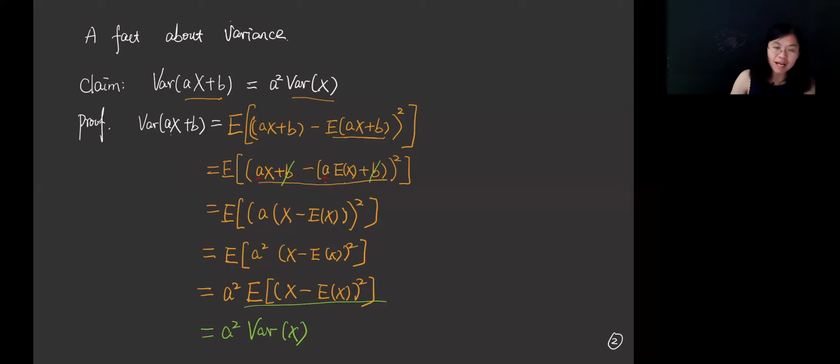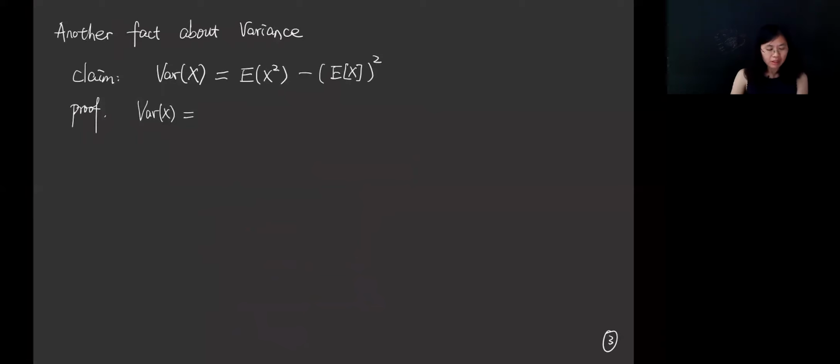This is the first fact about variance that we often use. There is another fact about variance that can be useful sometimes as well. This fact says that the variance of x equals the expectation of x squared minus the square of the expectation of x. How do we prove this one? Again, we start with the definition of the variance.